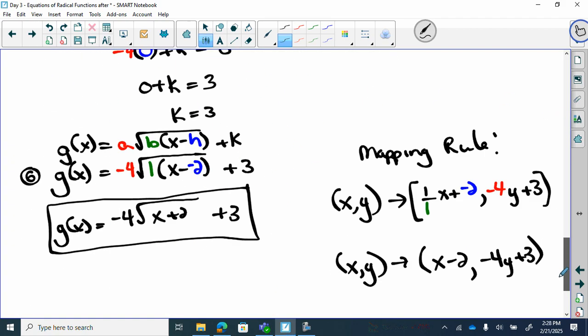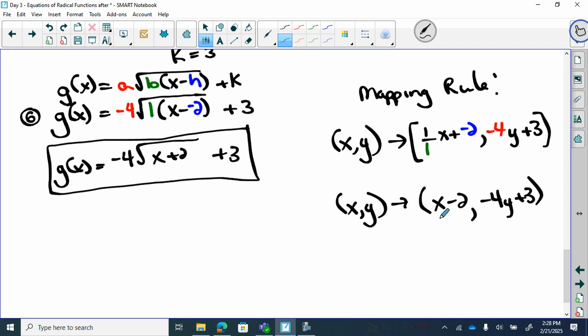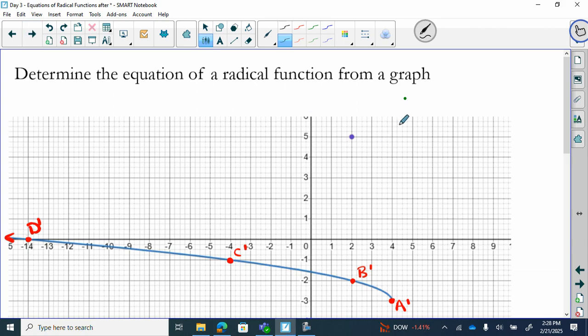So let's just check it out. If I fill a 1 in for x, what's 1 minus 2? If I fill a 1 in for y, what's -4 times 1? Plus 3. 1 comma 1 would become -1 comma -1. Story checks out. It would work for all the points. We good? Can I do one quick one? Like I'll just rip through this one.